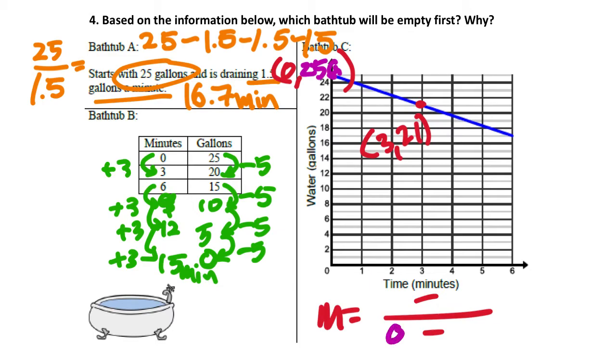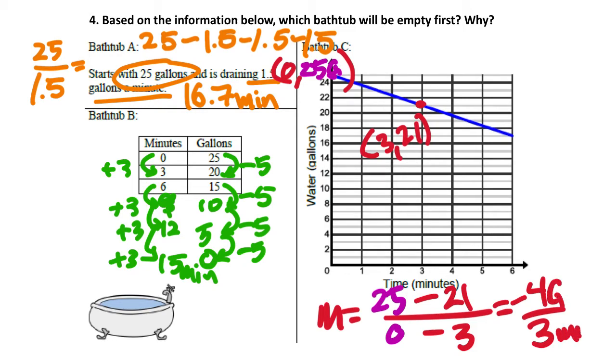Yeah, that's better. Minutes for 25 gallons. And then the other one was 21. No, I did it backwards again. It's 3 minutes for 21 gallons. So this one's draining off 4 gallons every 3 minutes. 4 gallons per 3 minutes.